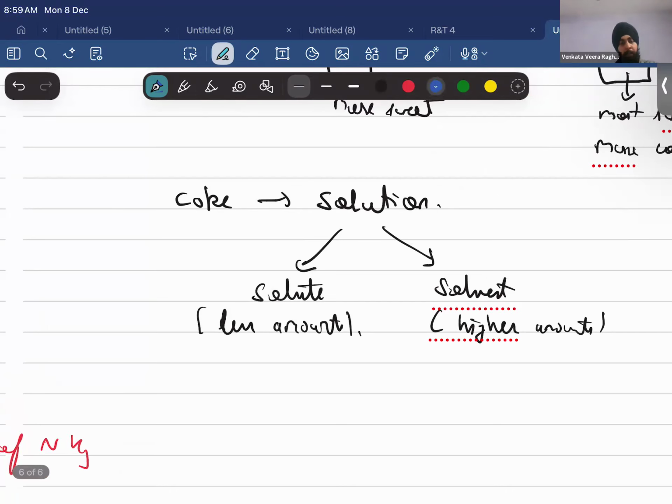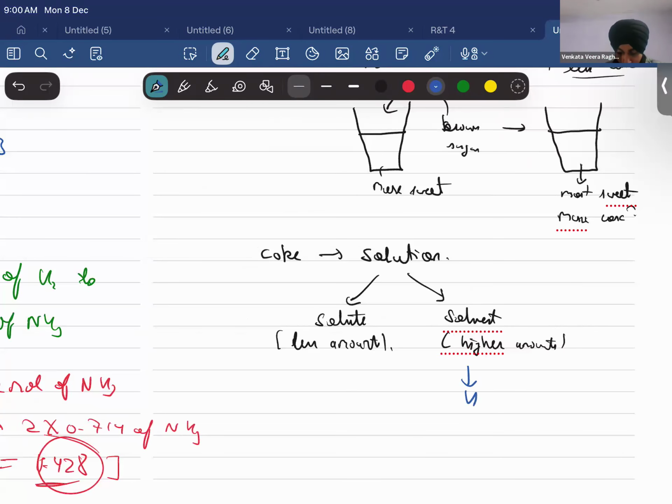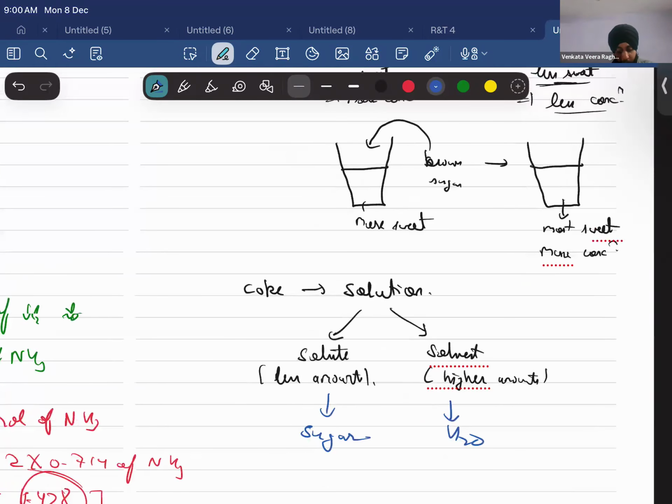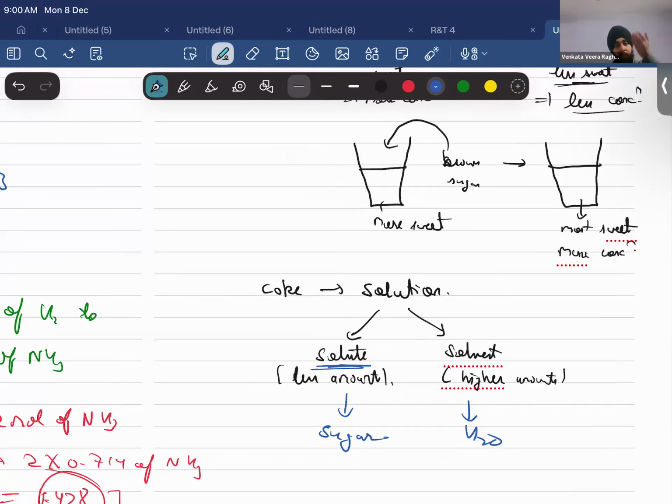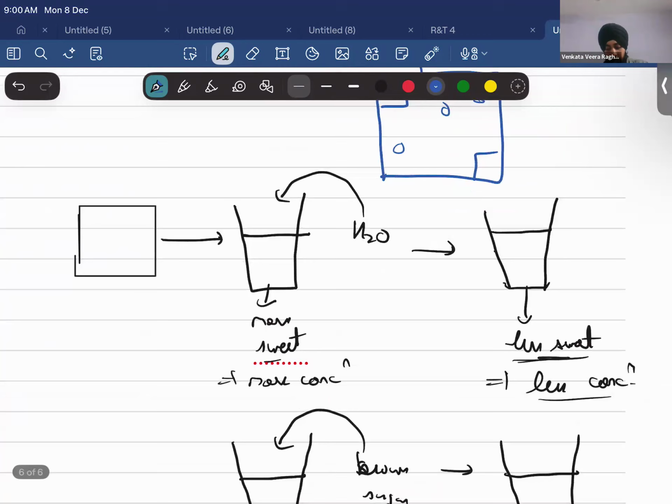Now, because we know that to get a good taste of Coke, obviously water will be in higher amounts as compared to sugar, because otherwise it will be too sweet, we can't drink it. So in the case of Coke, solvent is your water and solute is your brown sugar or sugar. When you are adding more of the solute, your concentration was also increasing. But when we add more of the solvent, more water, then my concentration was decreasing.